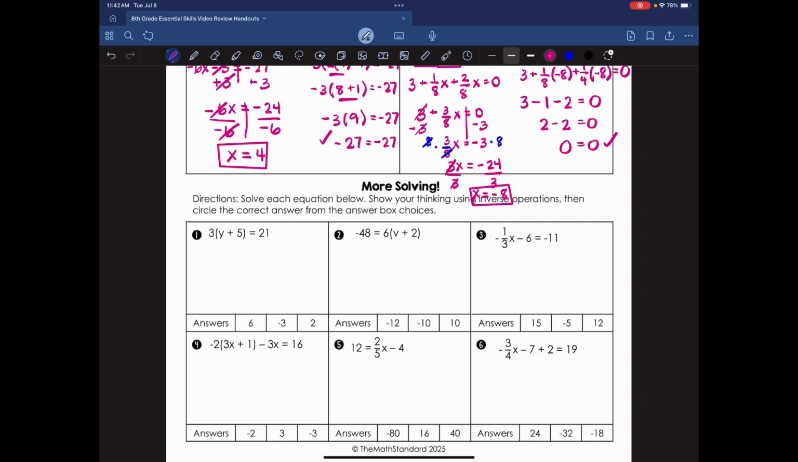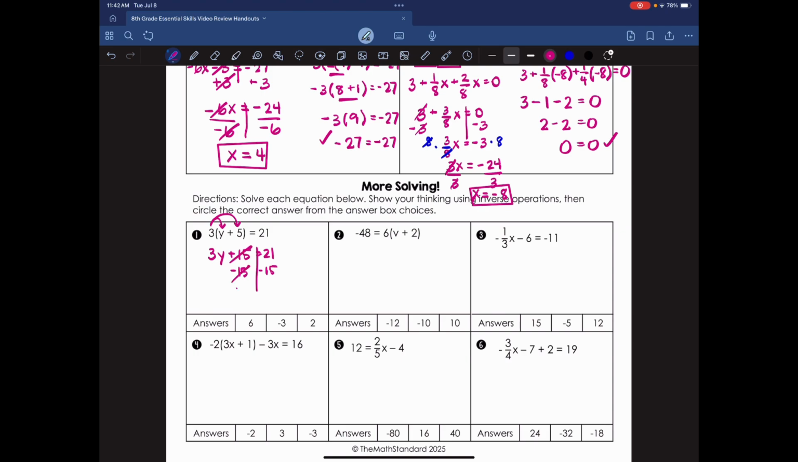So as we go on to our practice, you're going to solve the equation and then check your answer below. So we can look at this first one. I do have some parentheses, so I'm going to distribute. And I get 3y plus 15 equals 21. Let's find that constant, which it looks like it's the positive 15. So we're going to subtract 15 on both sides.